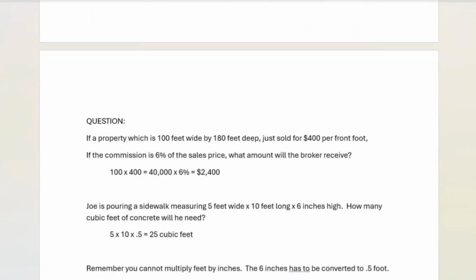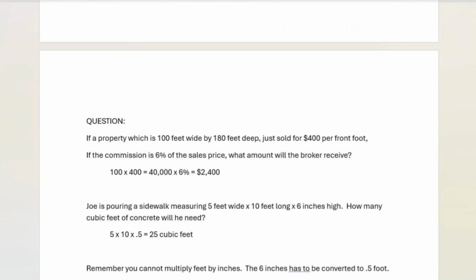So if you have a property which is 100 feet wide by 180 feet deep and it just sold for $400 a front foot, you have a commission of 6% of the sales price. What amount will the broker receive? Well, first of all, you have to find out what the property sold for. You have 100 front feet at $400 a front foot, so you multiply that and you get $40,000 for the sale price. And if the broker is receiving 6% commission, you multiply that by 6%, the broker would receive $2,400.